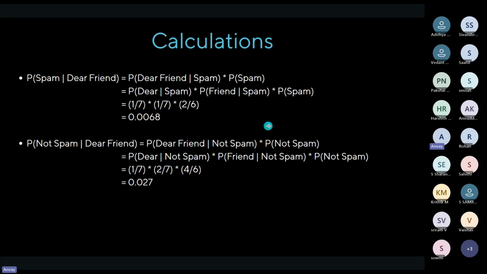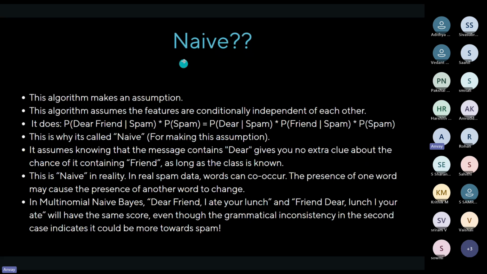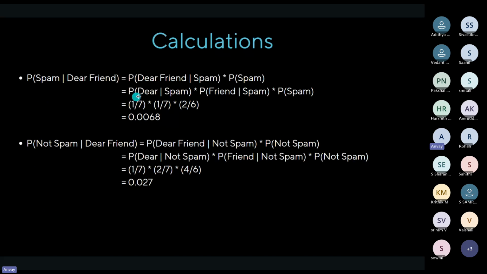So this is why it's naive. Why do we call it naive? Because naive Bayes in its algorithm assumes that the probability of dear given spam and the probability of friend given spam are completely independent.